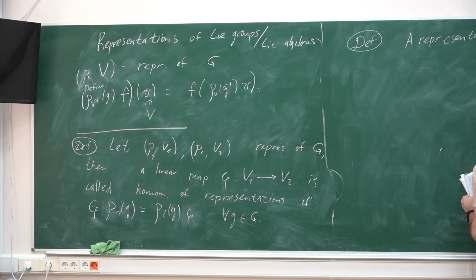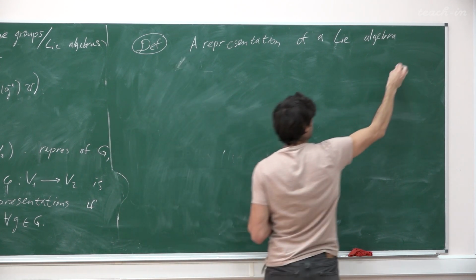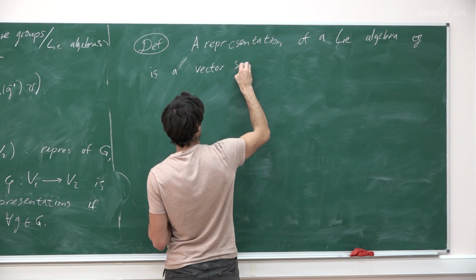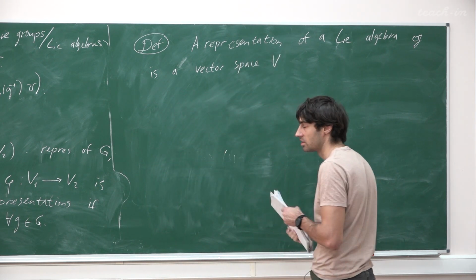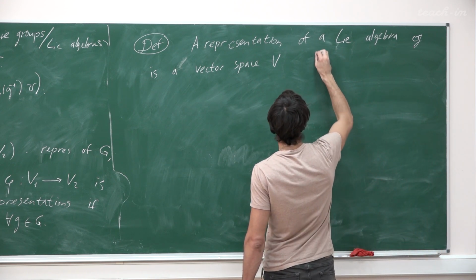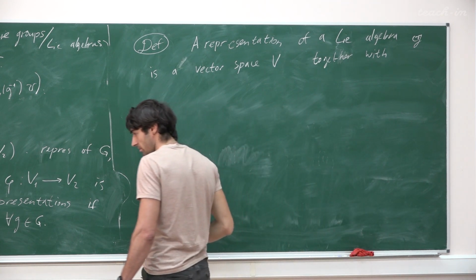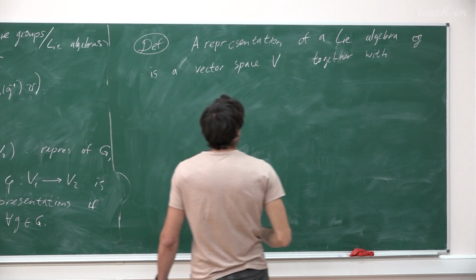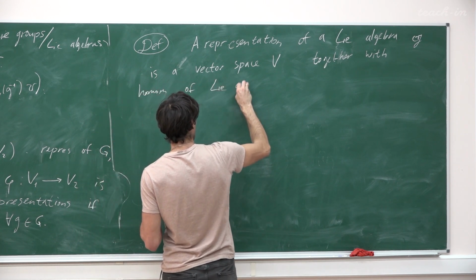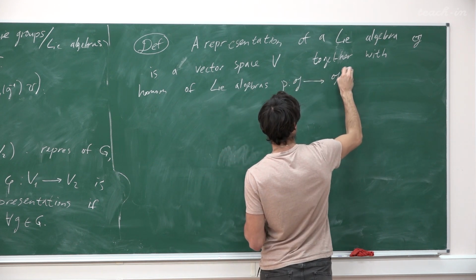So a representation of a Lie algebra G is a vector space, and I don't really want it to be finite dimensional, together with a homomorphism of Lie algebras rho from G to GL small.